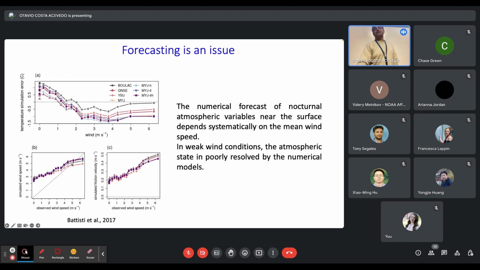You see that wind speed is well, the one-to-one line is here. The wind speed is well predicted for strong winds, and then for weak winds, you do not get it right. Same as turbulence. Turbulence would need to go to zero under zero winds, but it goes to a finite value here, which is exactly the problem.